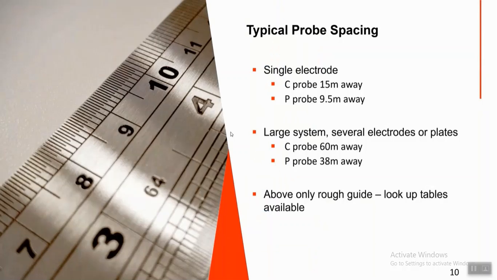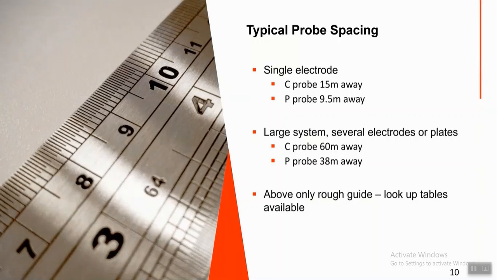This is the typical probe spacing for a single electrode. Usually we can put the C probe 15 meters away from the electrode under test, and the potential probe around 9.5 meters away. For a large system, it can be up to 60 meters. So imagine if you have a small area, I think you will have difficulty following this method.